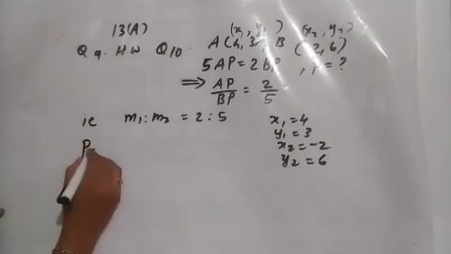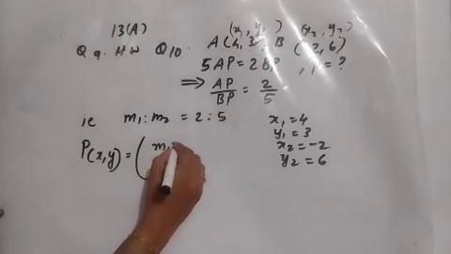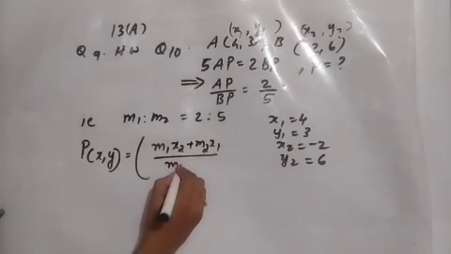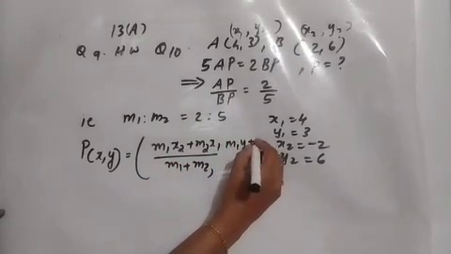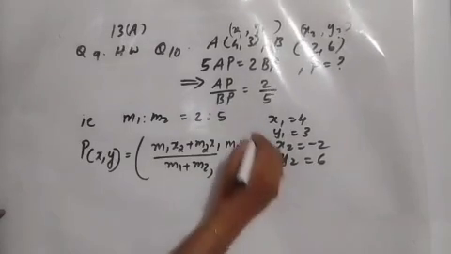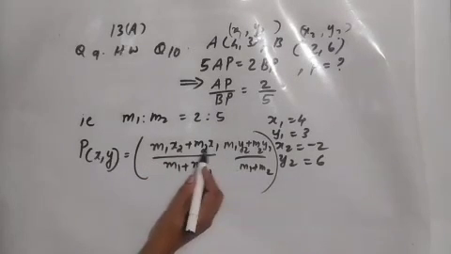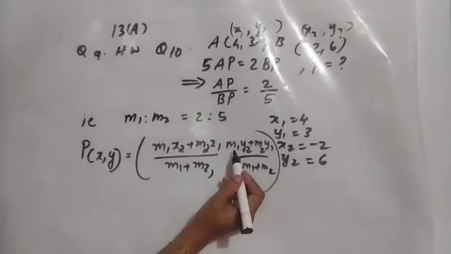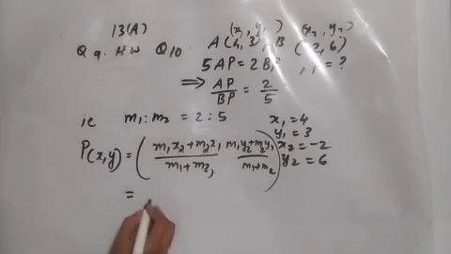Now how can we find P(x, y), the point P? Yes, x equals m1 x2 plus m2 x1 by m1 plus m2. Similarly, y equals m1 y2 plus m2 y1 by m1 plus m2. With m1 always x2, with m2 always x1. Remember it like that. The denominator is the same, m1 plus m2. Here also, with m1 y2 and here m2 y1.